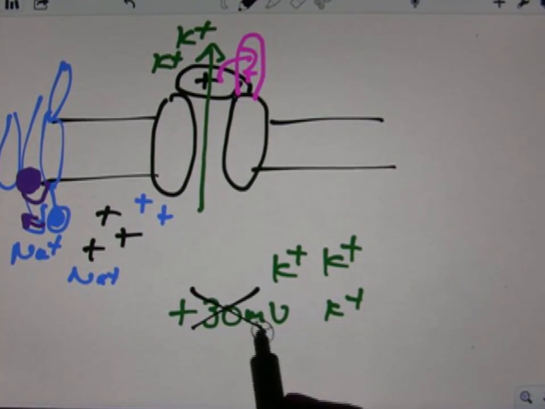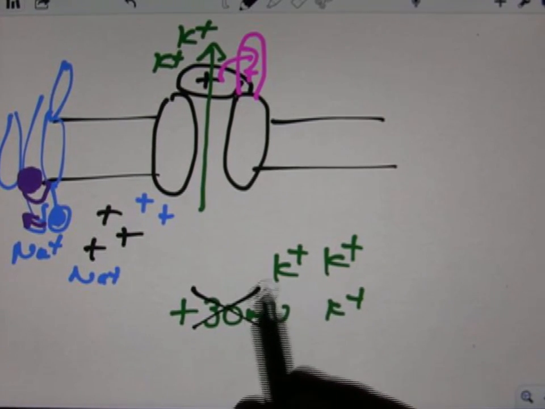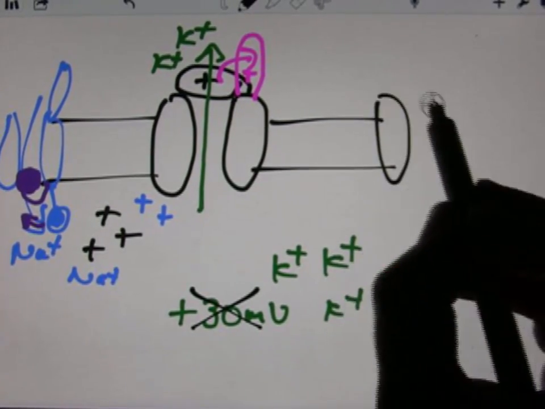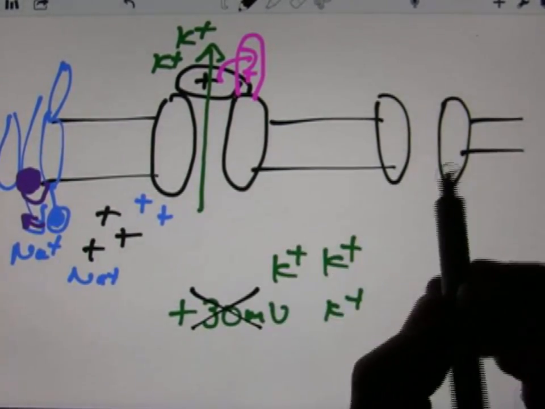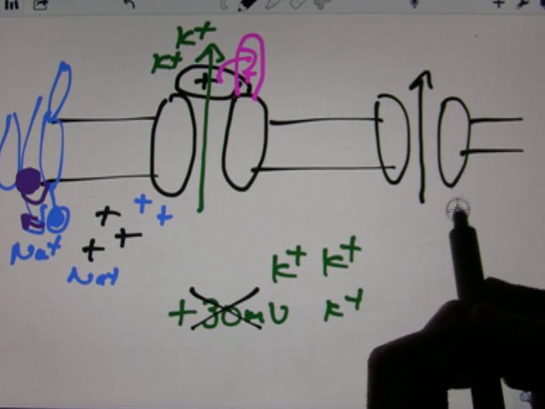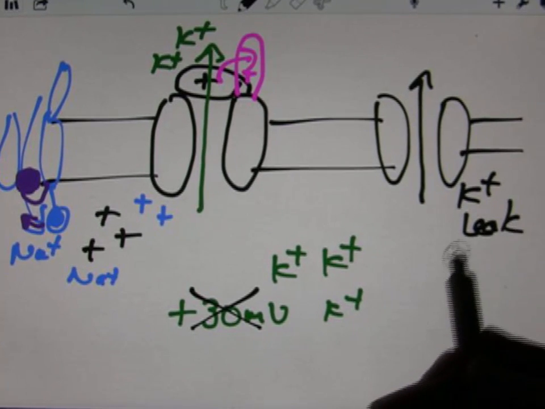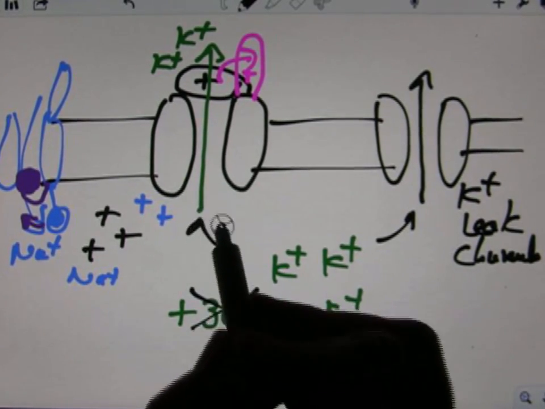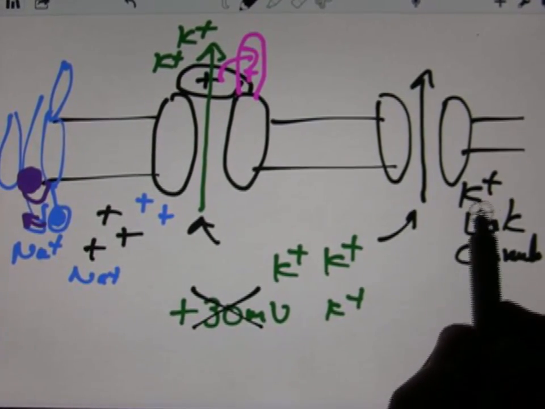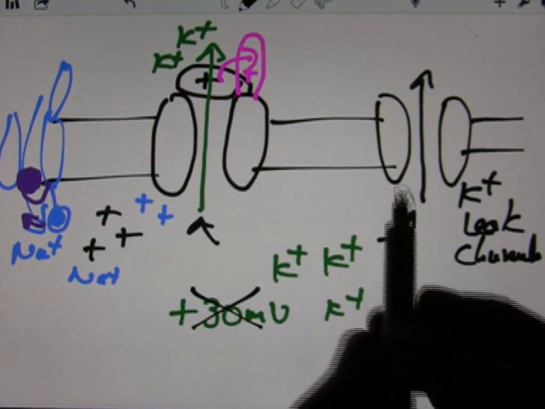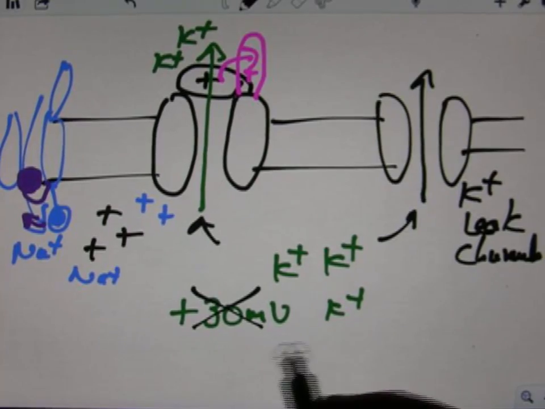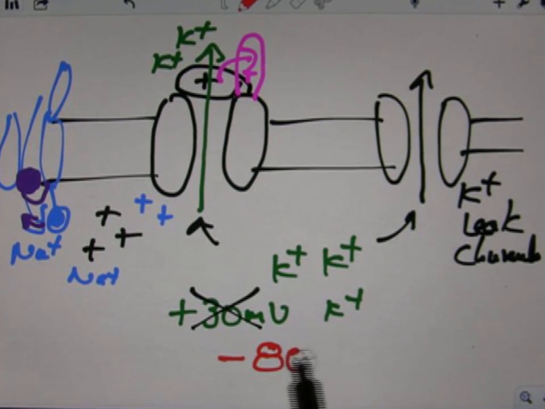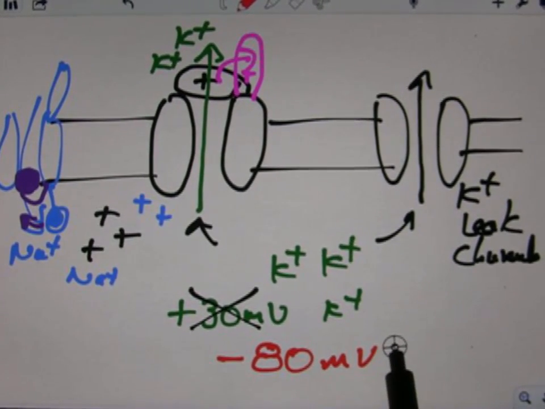As potassium leaves, it gets first less positive. It passes 0 because there's still more potassium inside than out. And at this point, we have both voltage-gated potassium channels and still a few potassium leak channels. And so we have two ways for potassium to leave. So if we only had these leak channels, we'd get to minus 70. But we have both leak channels and voltage-gated potassium channels. And so we wind up going to minus 80. We go past the original minus 70.